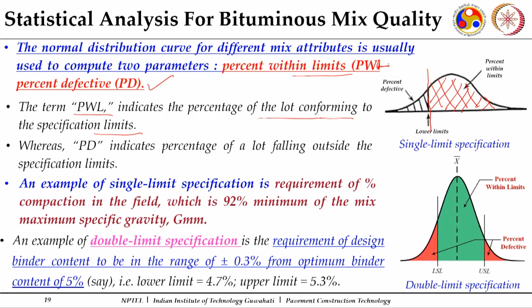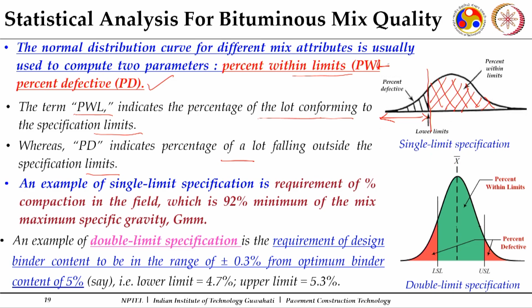So, if I work out this particular area, I will get how much percentage of results are within the limits. So, this is the percentage within limits, and below this particular one will be my percent defective. It indicates the percentage of a lot falling outside the specification limits.